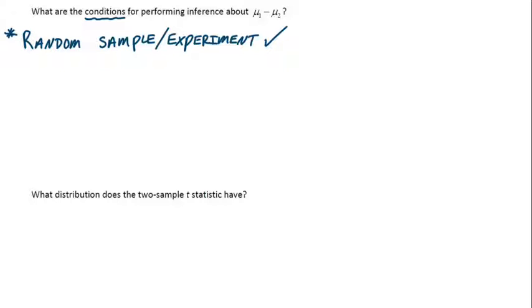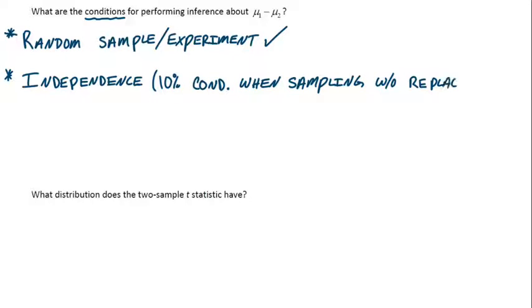And so the next part here just talks about the conditions for performing inference about comparing two means, mu1 and mu2. So we already know the big three for the most part. We need both samples to be random, so the data come from a random sample or an experiment. We need the independence condition to be met, which means not only are the two samples, sample 1 and sample 2, independent of each other, but we're not sampling more than 10% of their populations. So that's the 10% condition.